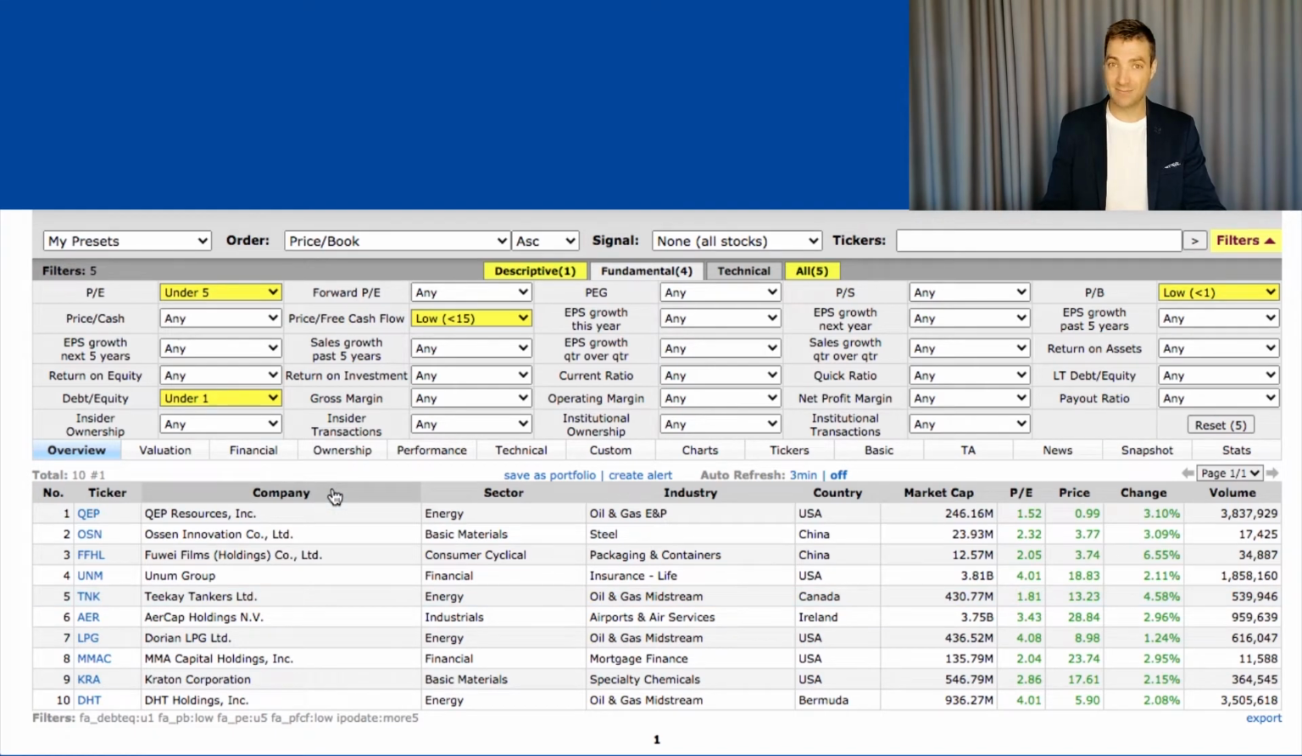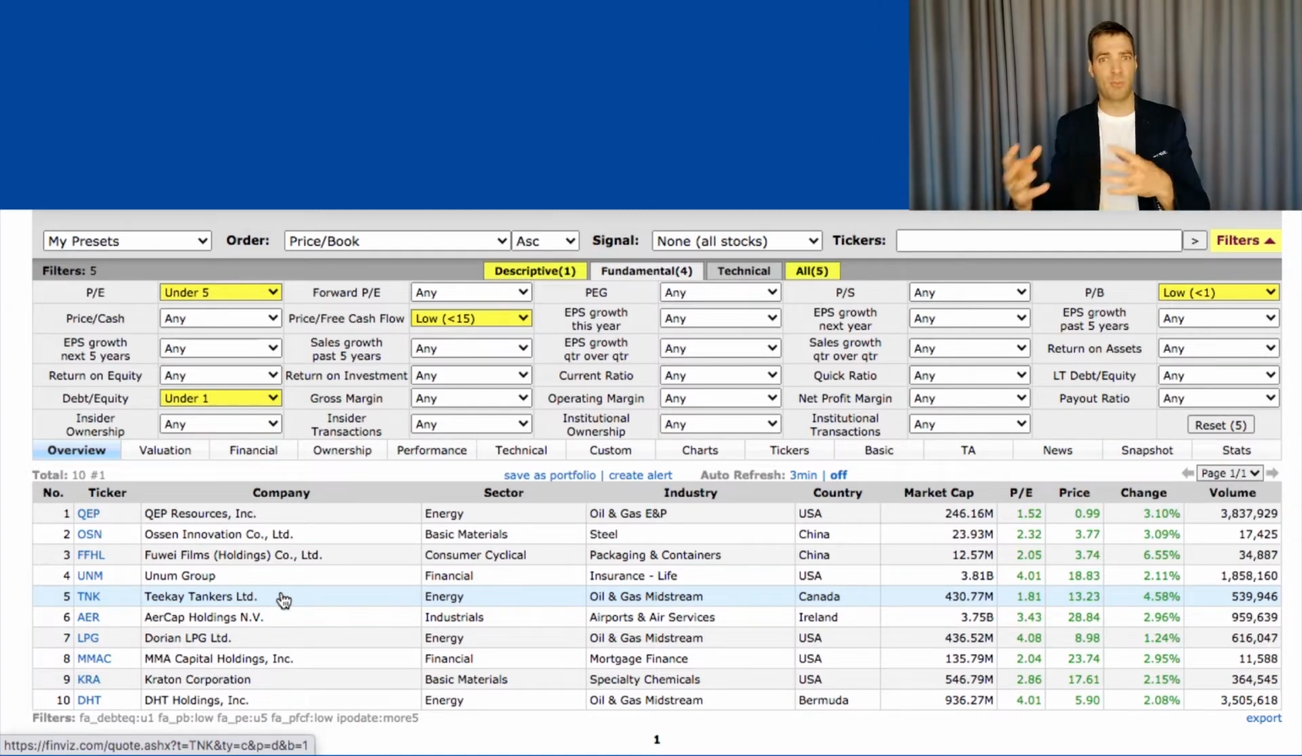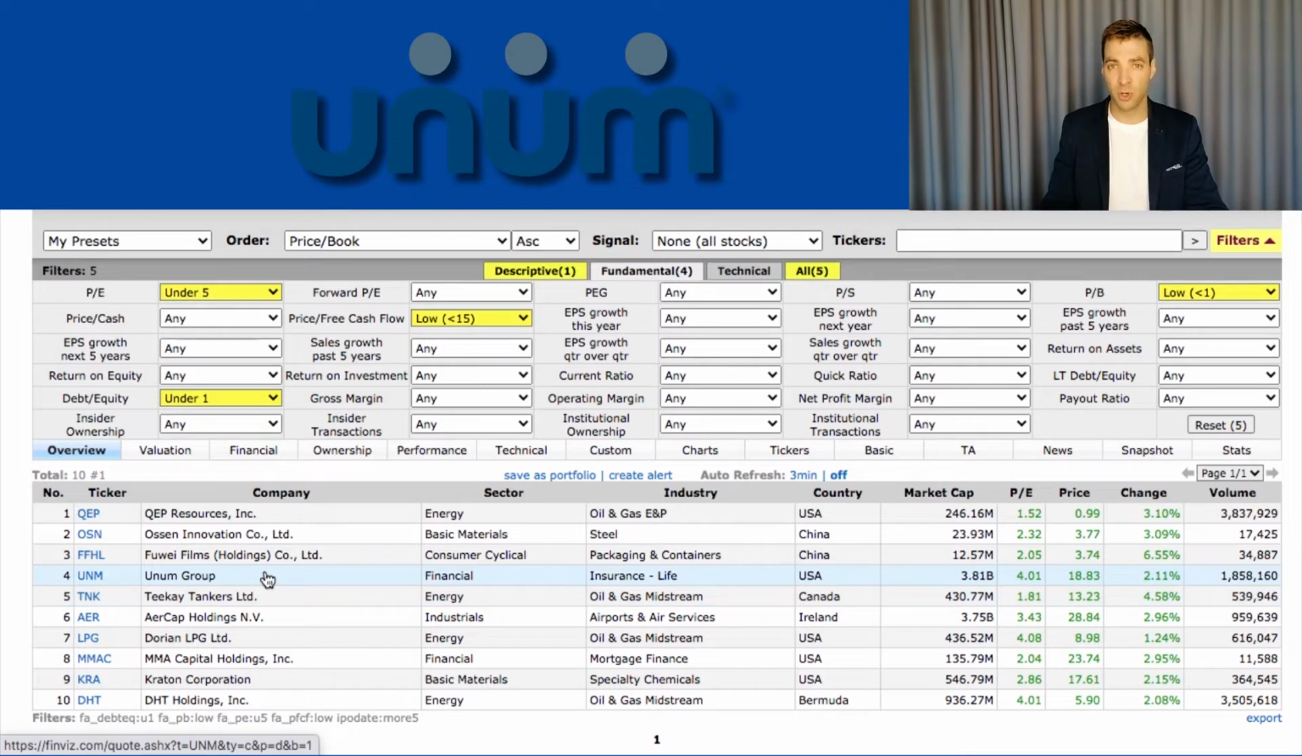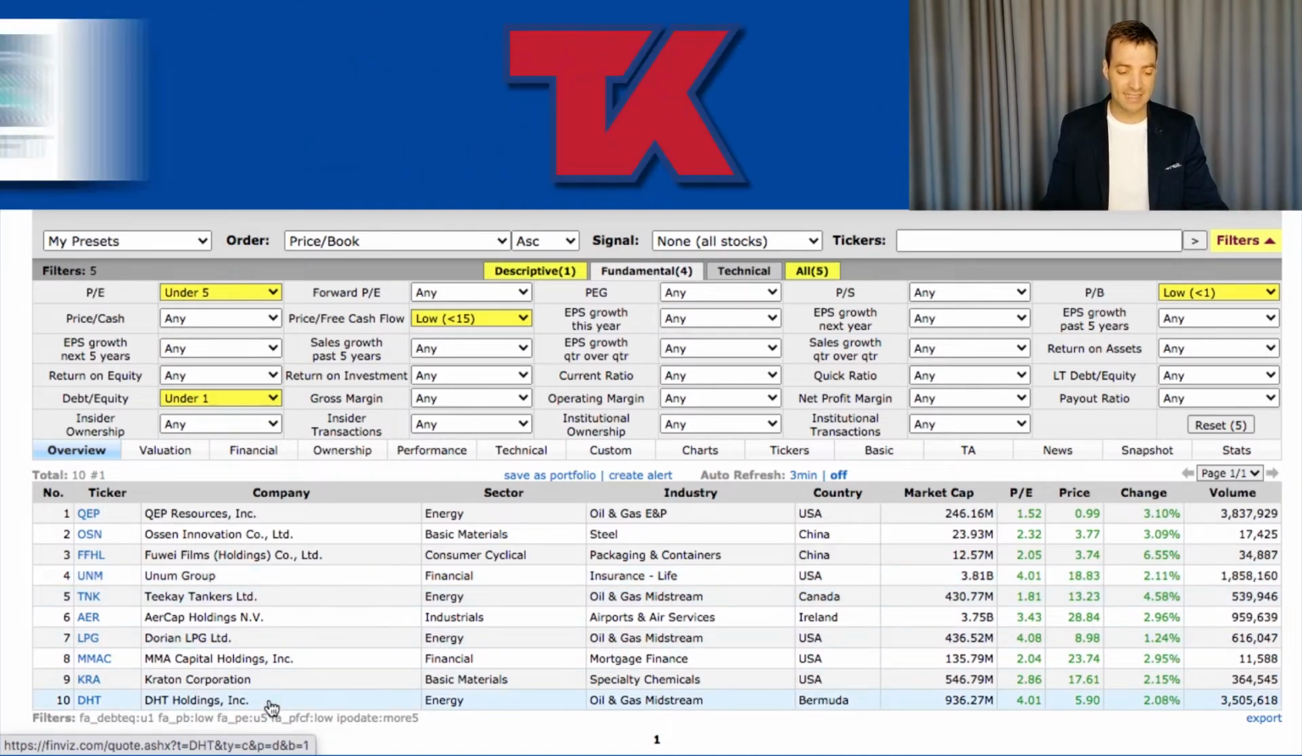Now, this is very interesting because I can see some companies here that I've already done a fair bit of research on in the past. So obviously the screening tool has picked up that they're undervalued, and through other parts of my research in other methods, I found them already in other ways. So for example, Unum Group, it's an insurance company. When I did my insurance company series, I found Unum Group as severely undervalued as well. Here it is here. TK Tankers, DHT Holdings.